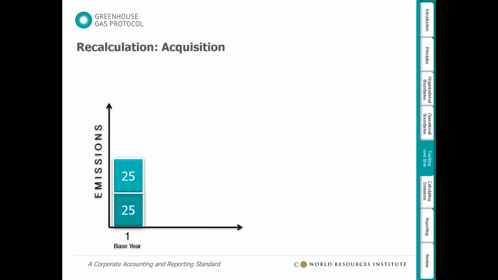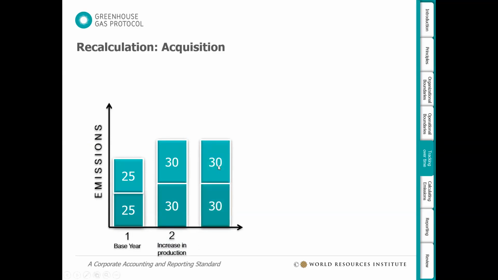Here the company emitted 50 tons in its base year in year 1, then experienced an increase in production in year 2 when it emitted 60 tons. That was an increase in production and so would not trigger recalculation of the base year inventory. And in year 3, the company again emitted 60 tons, but it also acquired a unit at the beginning of that year that emitted an additional 20 tons.